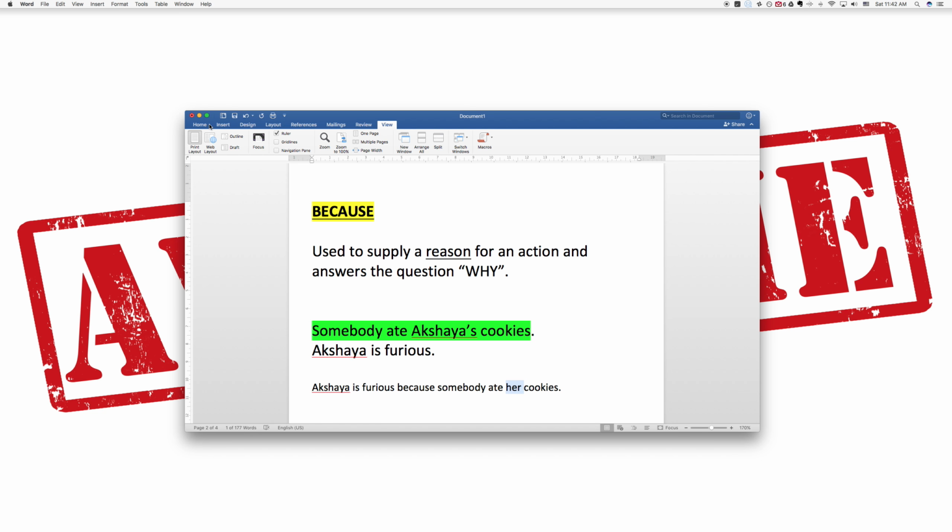Now this is very important. We need to have the correct pronoun. If I change this to the wrong pronoun, then the entire answer is wrong. So remember, in why questions, we need to remember to both join the sentences as well as to change the second subject to a possessive pronoun, or a pronoun that tells you that something belongs to your subject. In this case, the cookies belong to Akshaya, so they are her cookies.